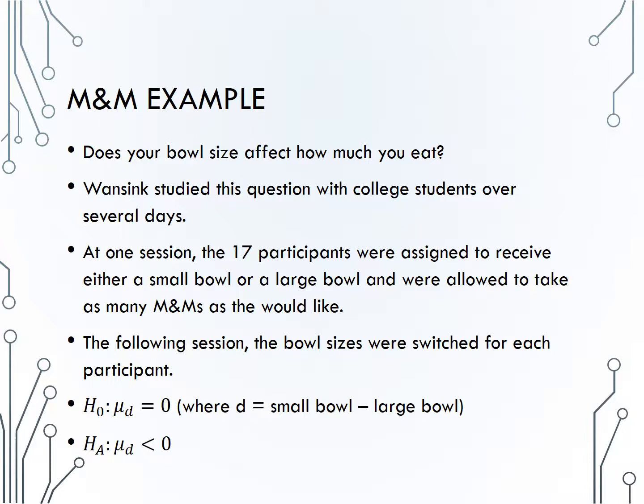The null hypothesis for the study is that the true mean difference in number of M&Ms taken is 0. And the alternative is that the true mean difference is less than 0 if we take the small bowl minus the large bowl. In other words, we expected people to take more M&Ms with the large bowl on average.